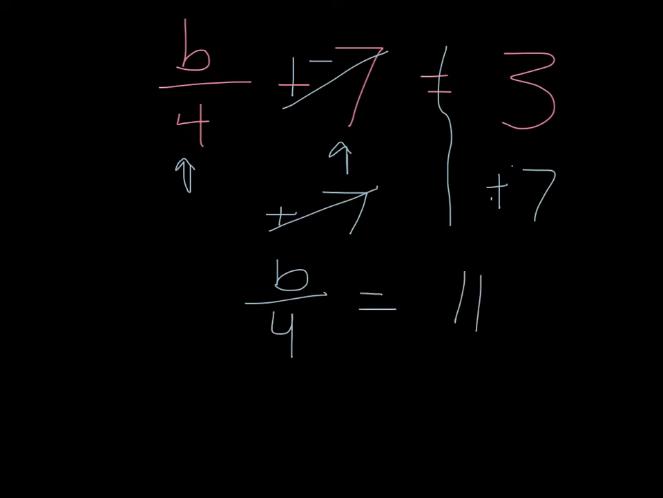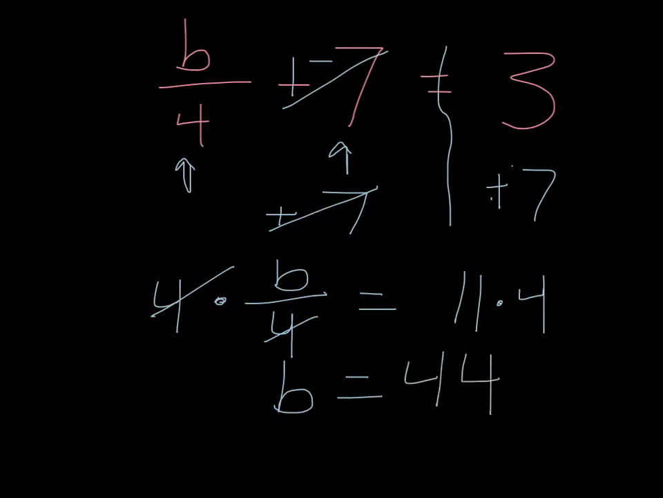Now I have 4 still with the b, it's division, so the opposite of that is multiplication. And so I'm going to multiply both sides by 4, that cancels. And I'm left with b equals 44. And that is the answer to this problem. Again, going through the 2-step process, and we're using the reverse order of operations to solve for this problem.